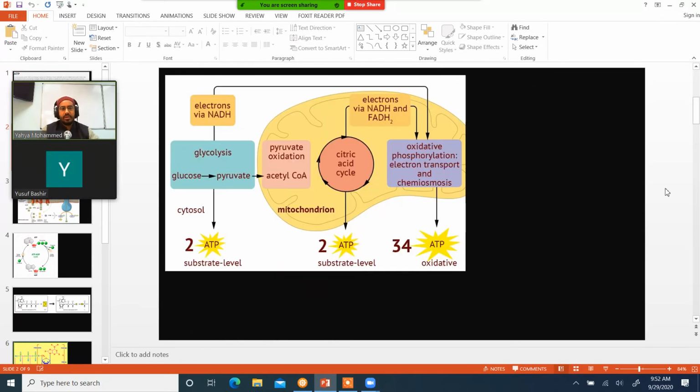Now, most of the energy. This is giving an example: if you take glucose, a sugar, and break it down into ATP, this is what it's showing you.